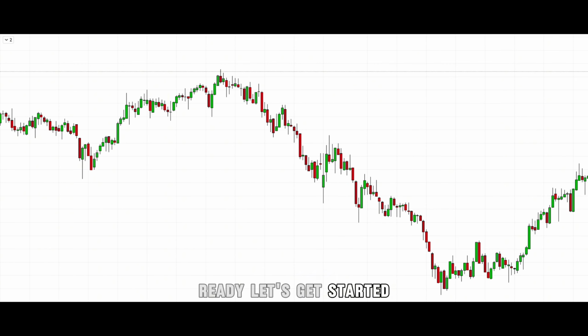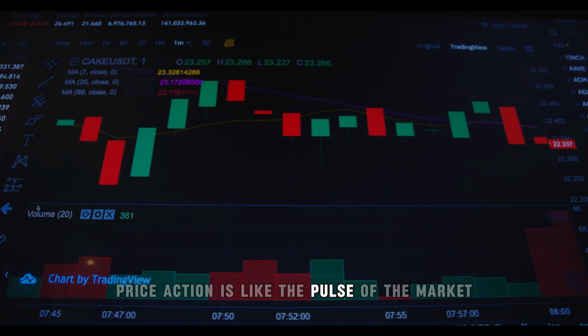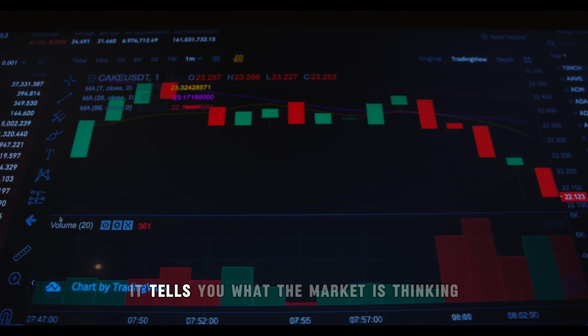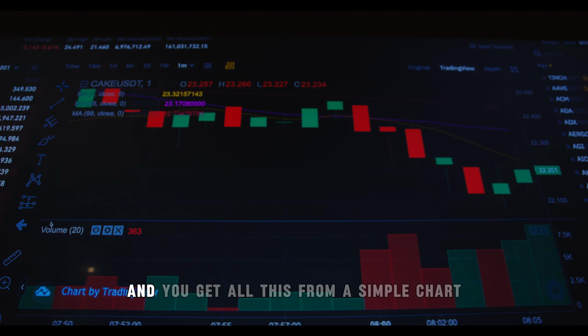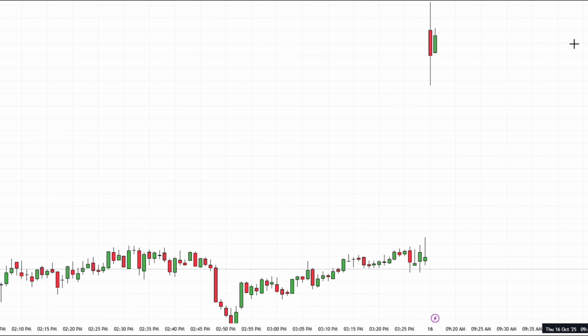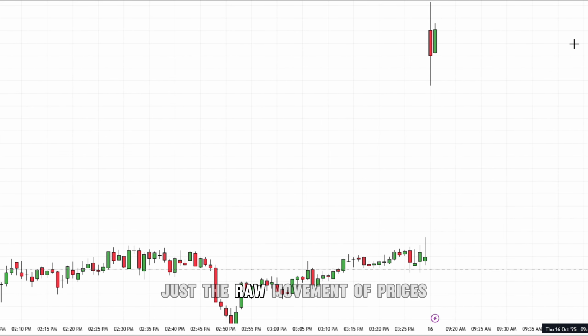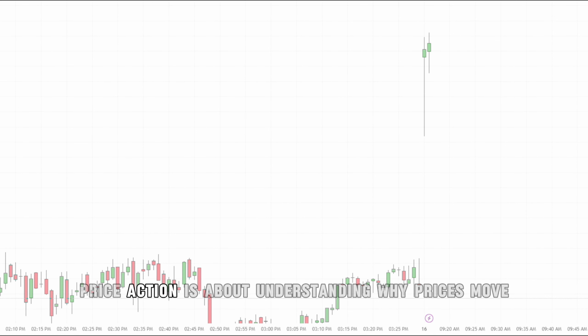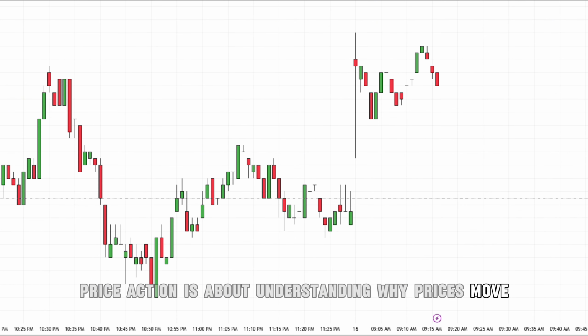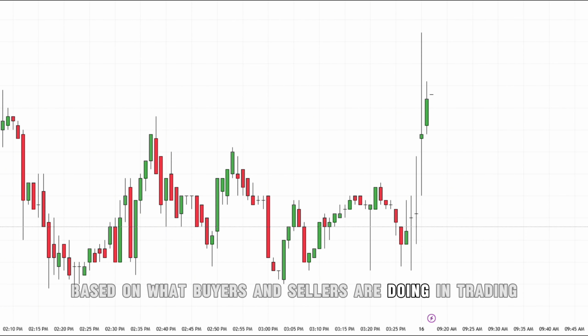Ready? Let's get started. Price action is like the pulse of the market. It tells you what the market is thinking, and you get all this from a simple chart. No fancy indicators, no complex math, just the raw movement of prices. Price action is about understanding why prices move based on what buyers and sellers are doing.